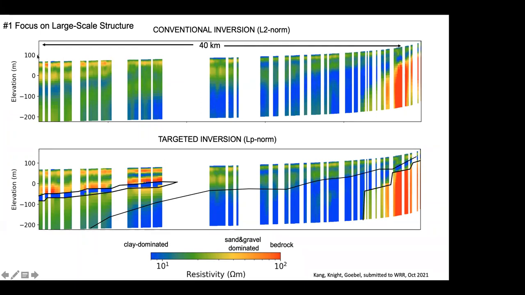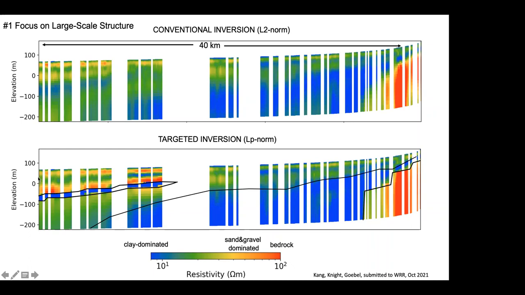But first, what I'm showing are the data. The color scheme here is the resistivity. So red, yes, I've changed my color scheme, but red is bedrock. It's the resistive material. The yellowy orange stuff is sand and gravel. So here's yellowy orange over here. The blue is clay dominated. So here's a lot of clay here.